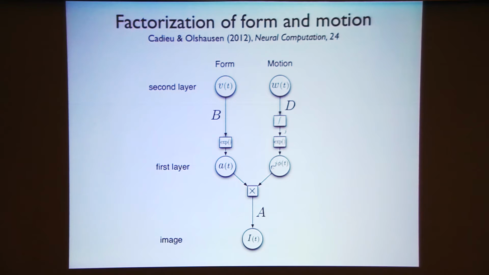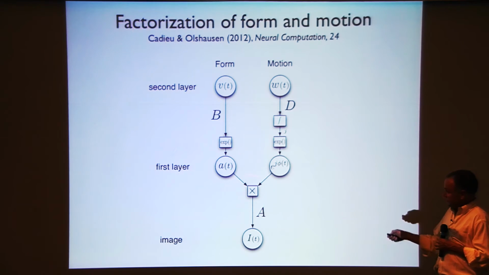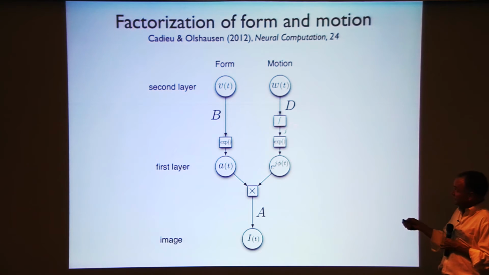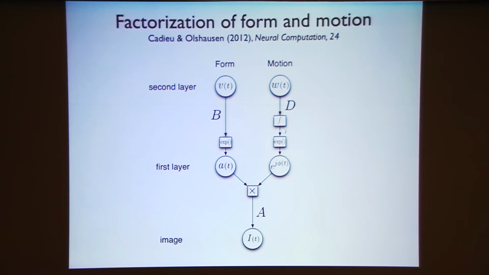So we do this factorization from the complex basis functions in the first layer into amplitude and phase, and now we're going to try to learn these second layer weights on the amplitudes and phases that were extracted from the first layer. To do the learning, we impose both slowness, or temporal coherence, and sparseness on these second layer variables v and w. What I want to show you now is these second layer weights b and d, but that's somewhat challenging.